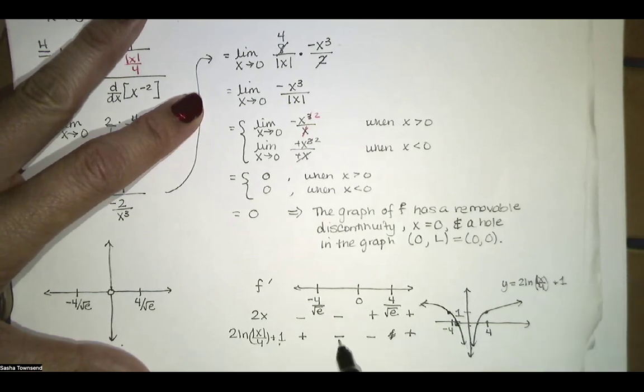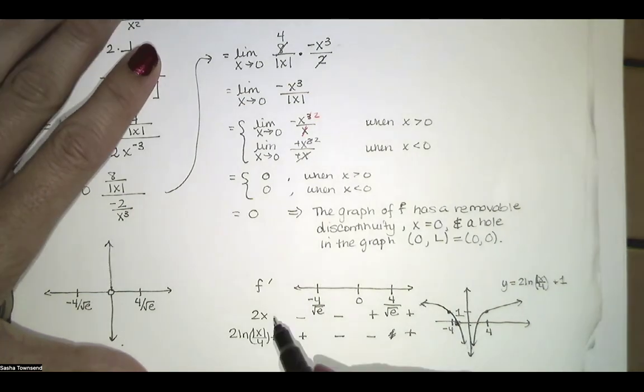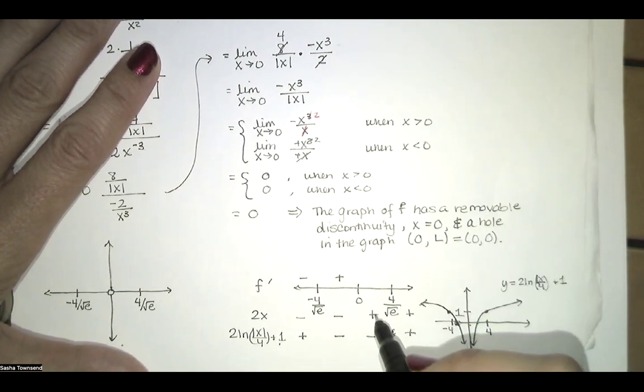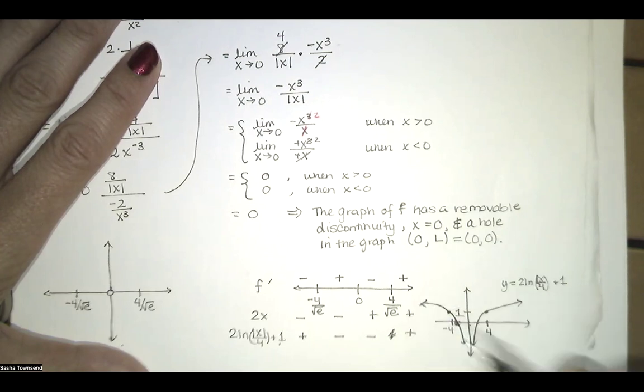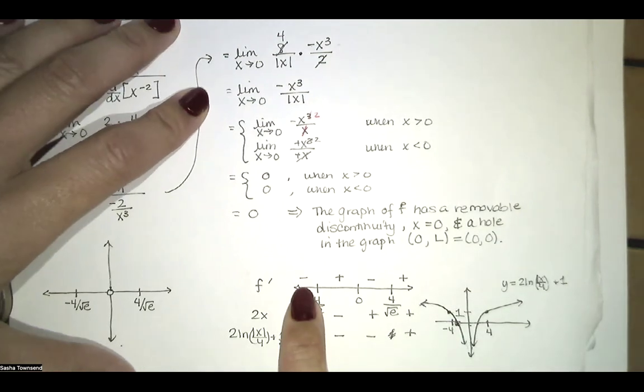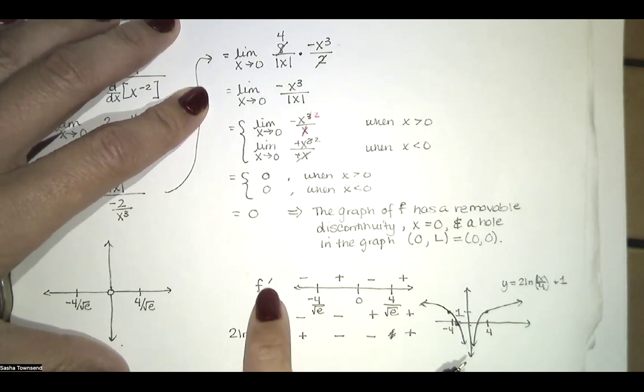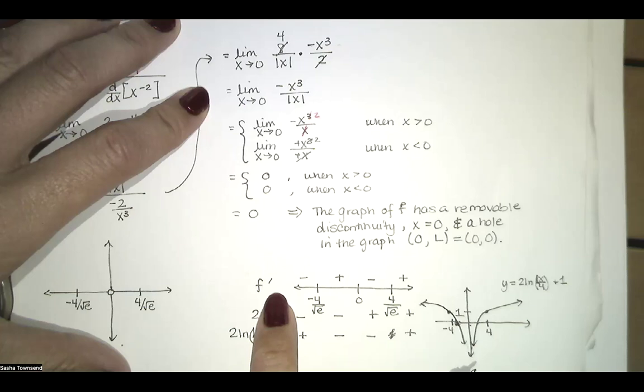So I'm going to write positive, negative, negative, positive there. So f prime is a negative times a positive, which is negative. Then it's a negative times a negative, which is positive. Then it's a positive times a negative, which is negative. And then a positive times a positive, which is positive. So this tells me that the sign being negative tells me that f prime is negative. So the original function f must be decreasing.